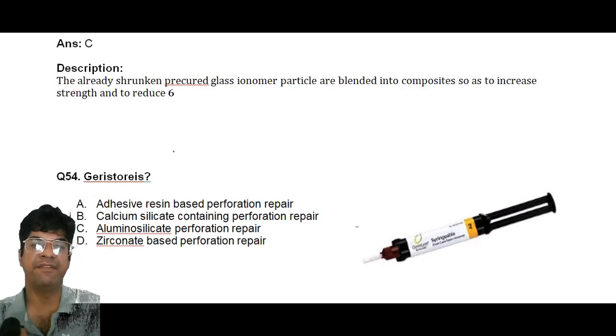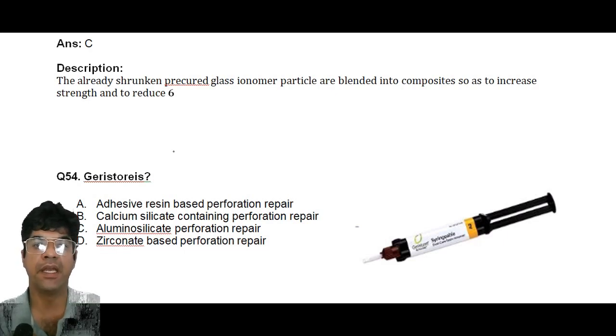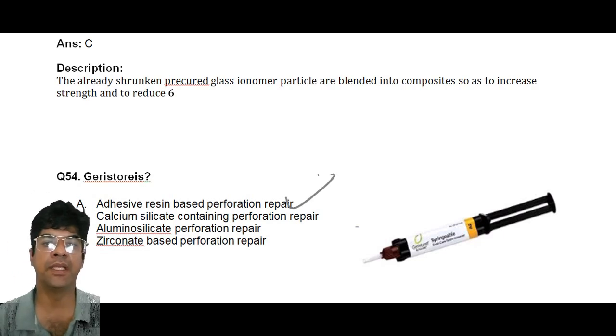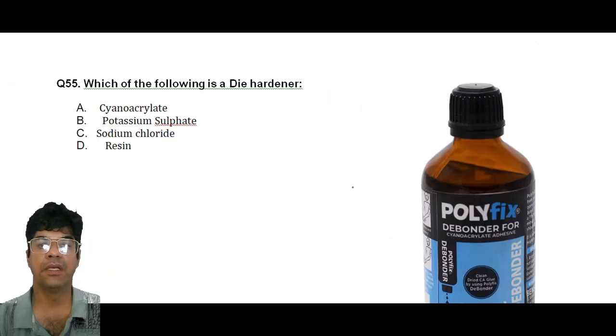It is an adhesive resin-based perforation repair material that is used in endodontics. It can be used for repairing root perforation that occurs during a dental procedure. So the answer is A. Which of the following is a die hardener? It's cyanoacrylate.